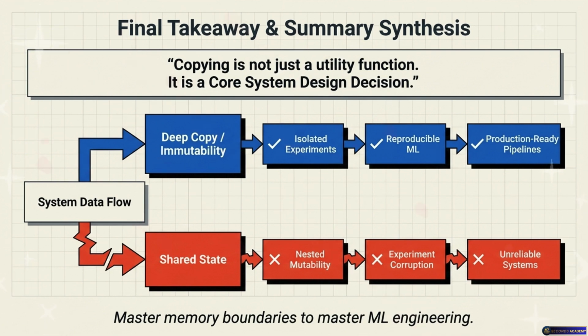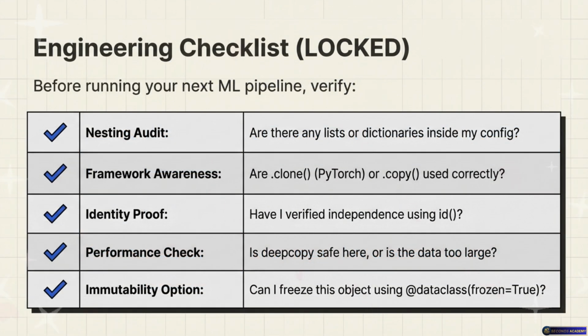To make this actionable, we have a 5-point engineering checklist. Our listeners should definitely lock this in. Absolutely. This should be your mandatory pre-flight routine before launching any training job. Let's run through it. Step 1 is the nesting audit. I'm assuming this means physically checking your data structures for hidden depth. Yes. Look at your configuration objects. Are there lists inside your dictionaries? Are there dictionaries inside those lists? The moment you see nested depth, a shallow copy becomes an active hazard.